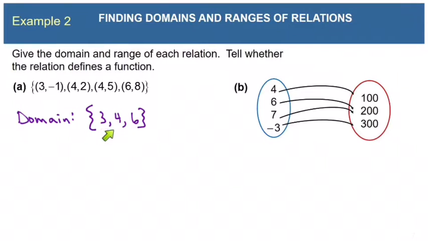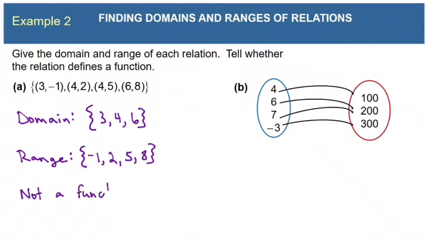Okay, so that's the domain, just a list of x values, and the range will be the list of y values, so it'll be {-1, 2, 5, 8}. Now we want to think about whether this is a function or not, and the question is, did any of the x values get used twice? And the answer is yes, they did, so this cannot be a function.